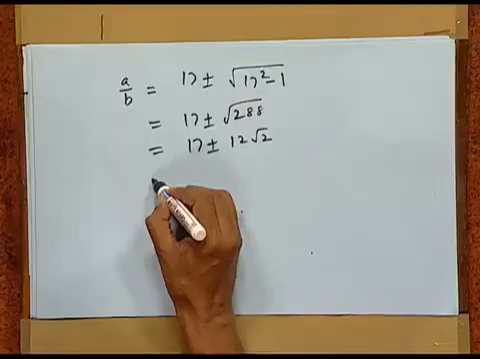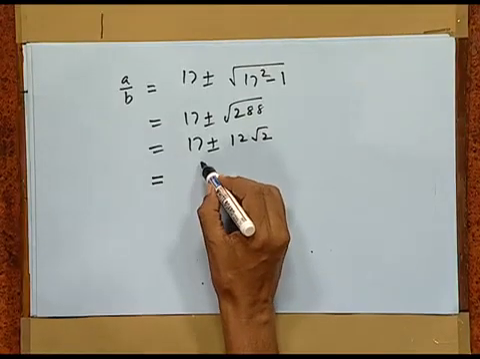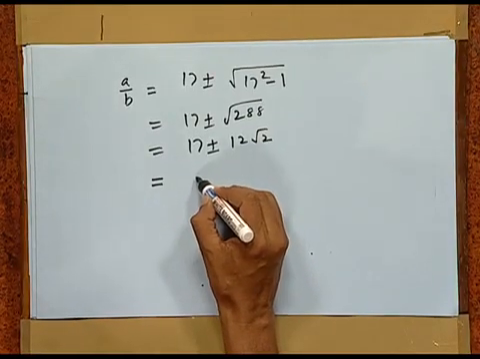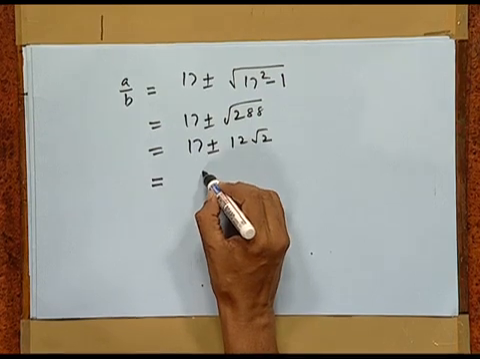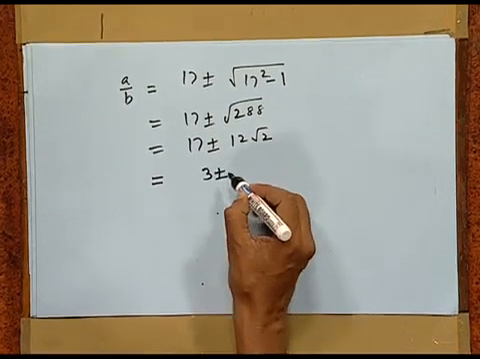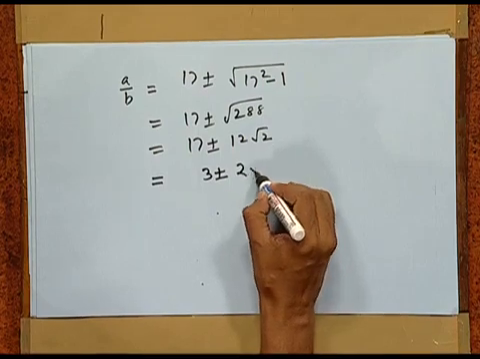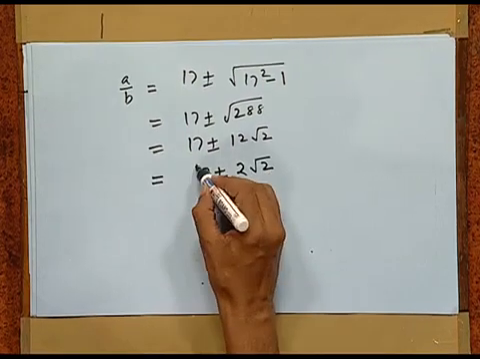Now, the answer is not in the given form. So, we bring it to that form. We can observe that 17 plus minus 12 root 2 is the square of 3 plus minus 2 root 2.